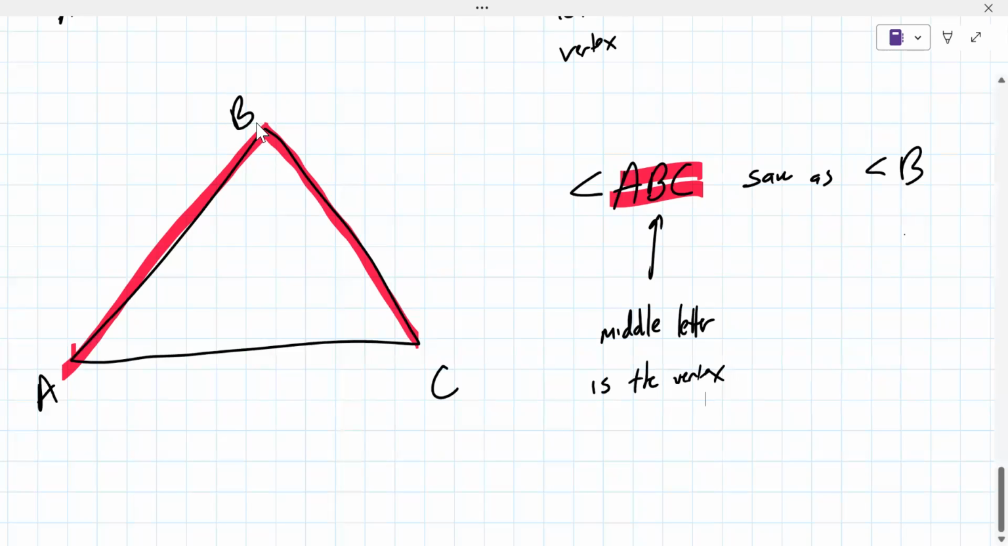You can use the single letter, or you can use three letters. And you might wonder, well, again, why would you use three letters? Well, we'll see that in a moment. Because sometimes it's not clear which one is actually B. And so that's where you've got to just go with this for a moment.